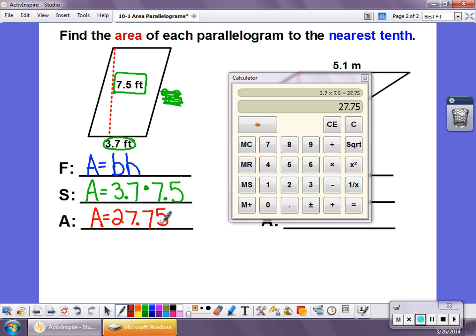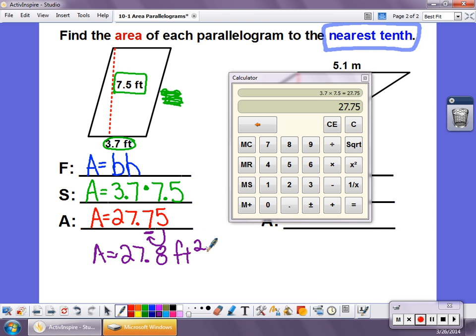Now, normally I would just label this, but I know that if I read my directions carefully, I'll notice up here it says round to the nearest tenth. So 27.75 needs to be rounded. So I'm going to round to the nearest tenth, which means this 5 will determine what happens in my tenth spot. So this is really going to be 27 and 8 tenths. That's how I would round this. And then I need a label, which would be feet squared. Okay, let's try one more.